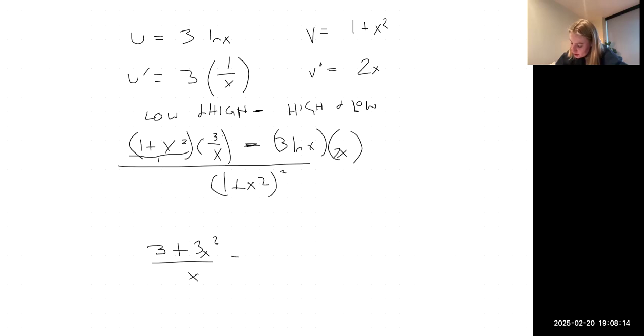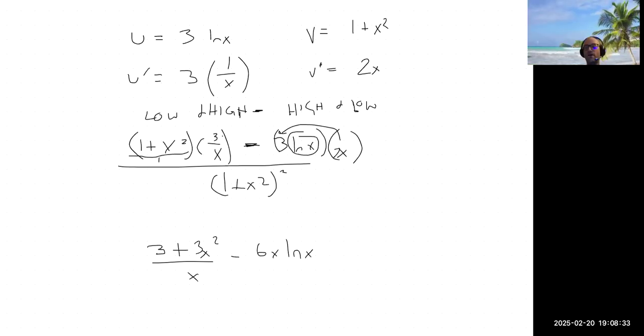Does the 2 multiply the 3? Yeah, actually it can, because those are both outside of the natural log there. So yeah, we could do that. So that would be minus 6x, 6 ln x squared.